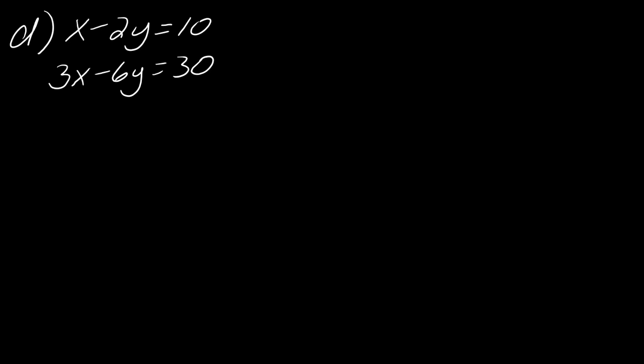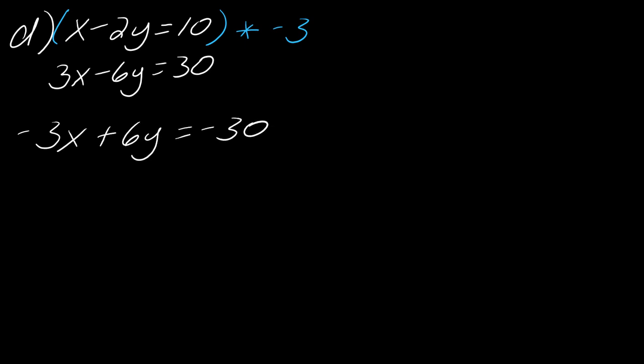So once again, I am just going to go ahead and use elimination here. What I'm going to do is multiply this top equation by -3 so that this turns into -3x plus 6y equals -30. And then I still have my other equation, 3x minus 6y equals 30.